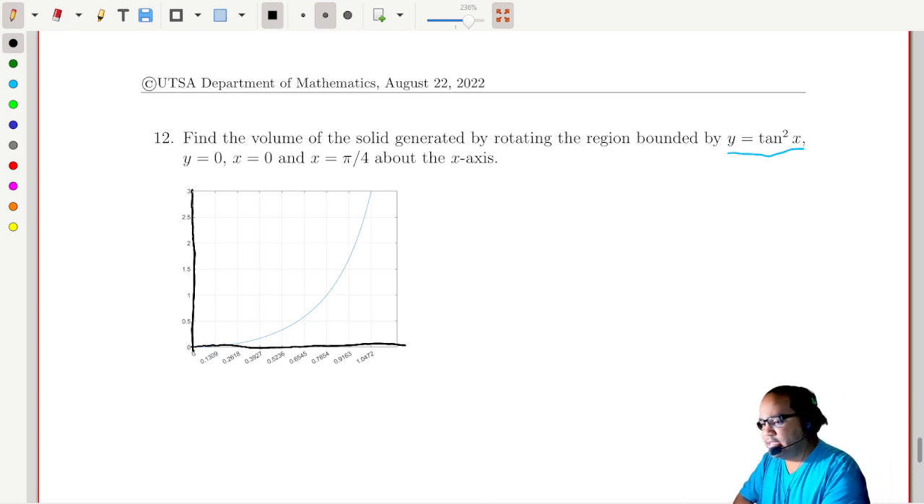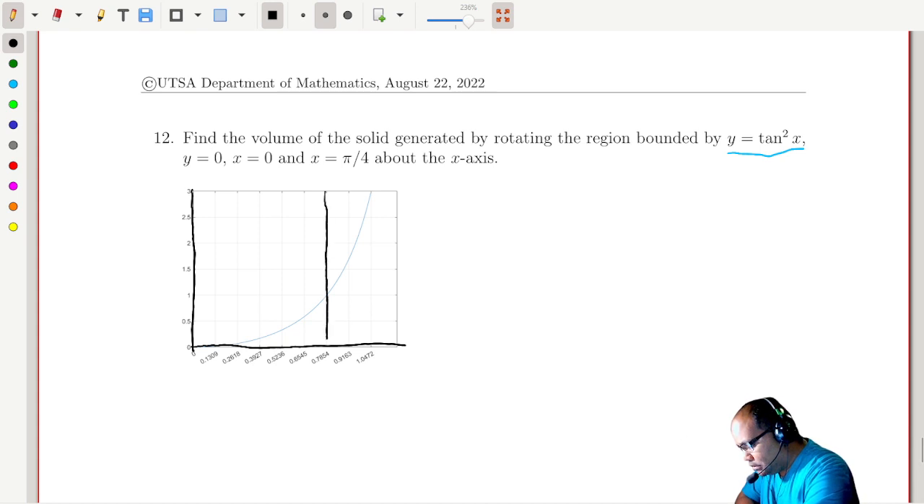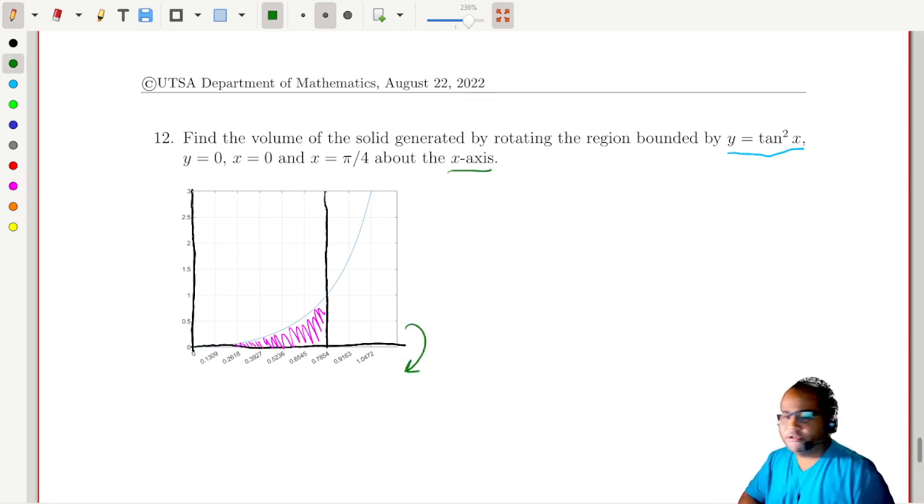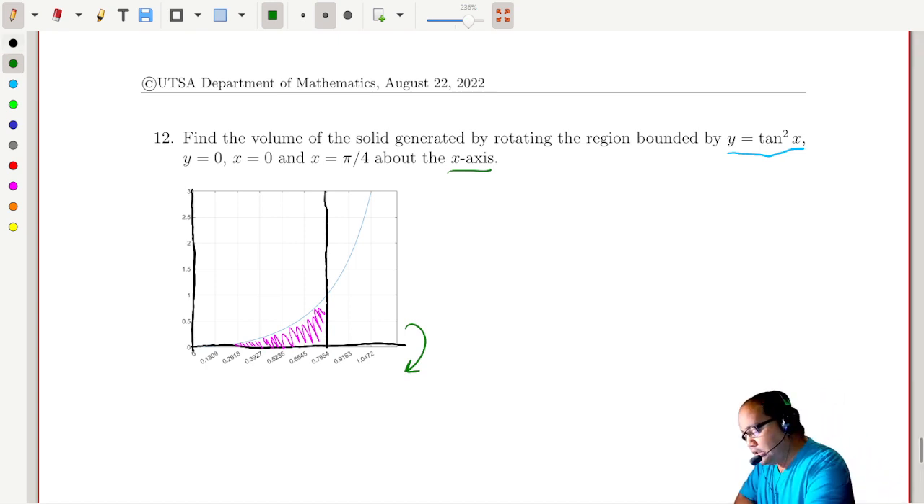I have these indexed at, I believe, every pi over 12. And I know that tangent of pi over 4 is 1, squared is 1. It's actually going to be this line here. Let's go ahead and color in like we used to do. And we are rotating around the x-axis. So there's our usual picture. Just to remind us, this is pi over 4.